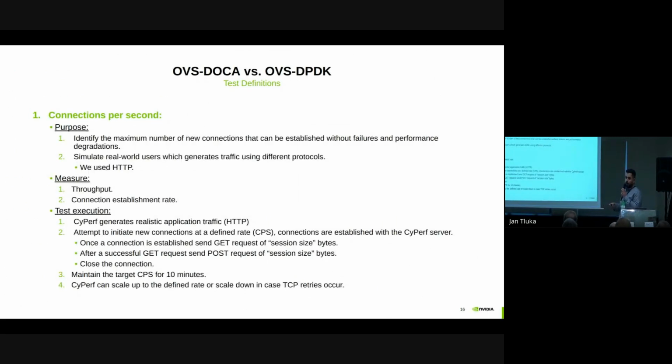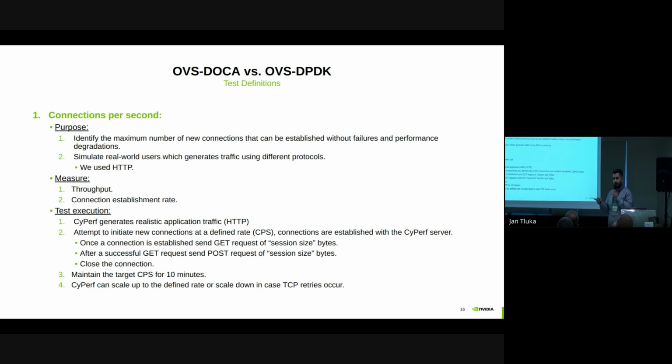So for our testing, the first test we did was we wanted to identify the maximum number of concurrent connections, the maximum connection insertion rate that we can hold in a system without having any drops. And we wanted to simulate real-world scenarios in which connections are opened and closed all the time. And we focused on HTTP application traffic. We measured the throughput and the connection establishment rate.